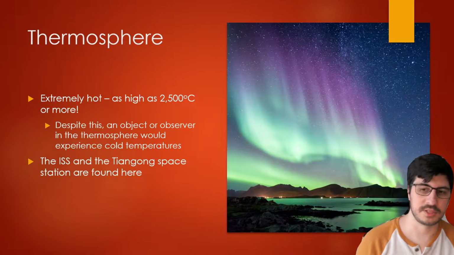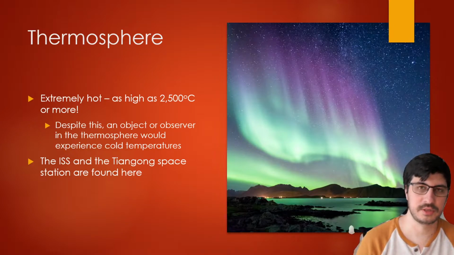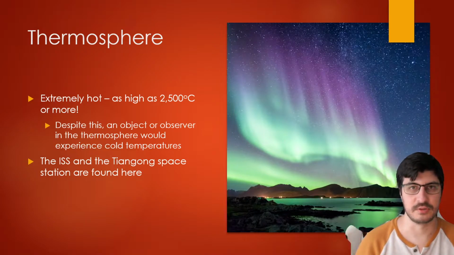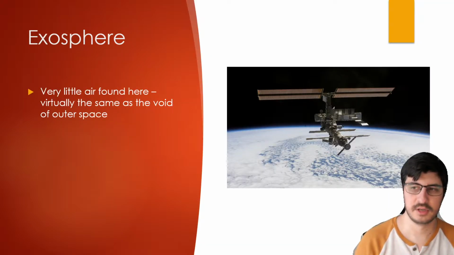The International Space Station and the Tiangong Space Station are also found up here. So it's essentially space at this point, but there is still some of that gas from Earth's atmosphere, so it's considered part of our atmosphere. As I said, once we start getting into these layers, especially the thermosphere and the exosphere, the next and the last one, it starts getting a little fuzzy on what's considered space and what's considered our atmosphere.